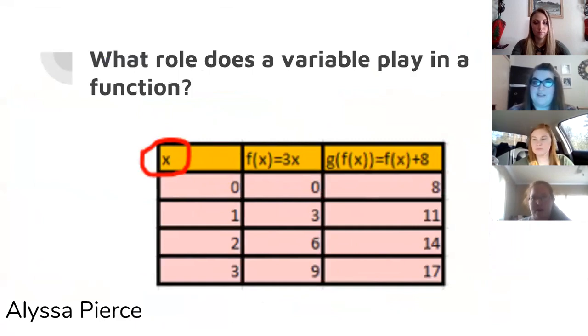Alyssa, what role does a variable play in a function? Great question, Heather. Without variables, functions would not be solvable. Going back and looking at question 2 from the homework, we can see the variable x straight away. A variable is a letter that represents a changeable quantity. For this problem, x is going to represent 0, 1, 2, and 3. For the given function f of x equals 3x, we multiply 3 by each given x value. As we see, x is what makes this whole problem solvable.